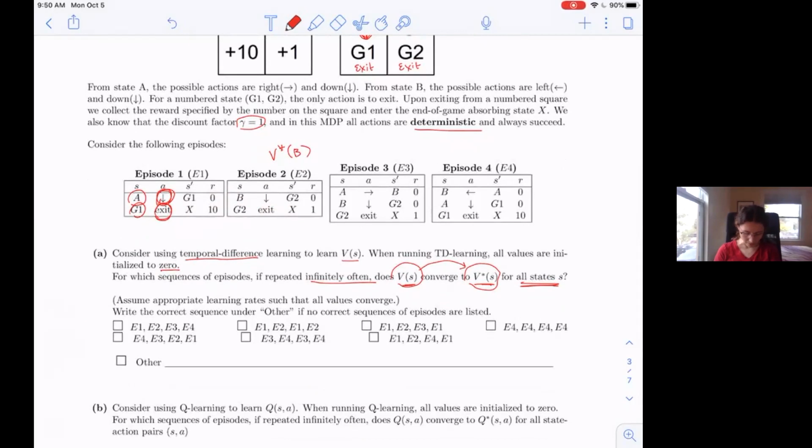So I'm going to X out this guy and this one, or maybe I'm going to cross them out like this so they're not in consideration. Then we have episode 2 here, episode 2 is here, episode 2 is here.